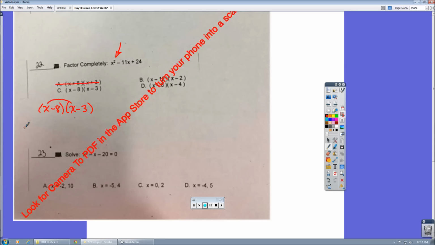And just taking our answer from C, let's do our multi-distribution. x times x is x squared. x times negative 3 is negative 3x, negative 8 times x, negative 8x, negative 8 times negative 3 is positive 24. Combine your like terms, negative 11x plus 24. Bring that down, x squared, and then just match that up to the original, and you'll see that that is our answer.